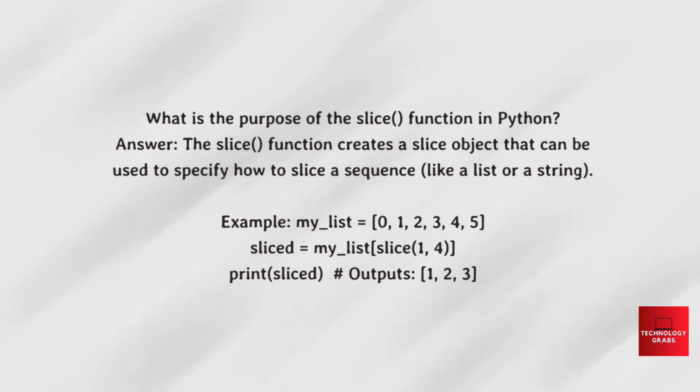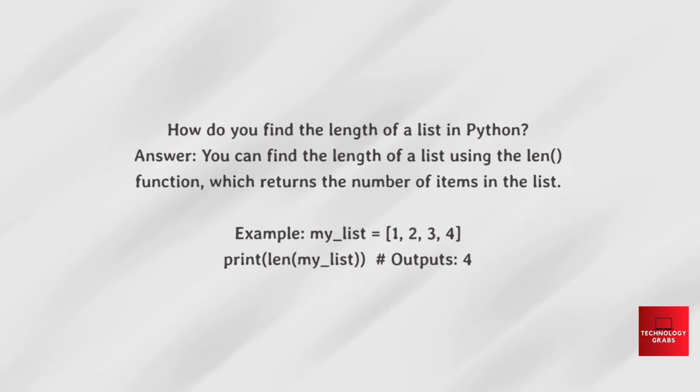What is the purpose of the slice function in Python? Answer: the slice function creates a slice object that can be used to specify how to slice a sequence, like a list or a string. Example: my_list = [0, 1, 2, 3, 4, 5]; sliced = my_list[slice(1, 4)]; print(sliced) outputs [1, 2, 3].